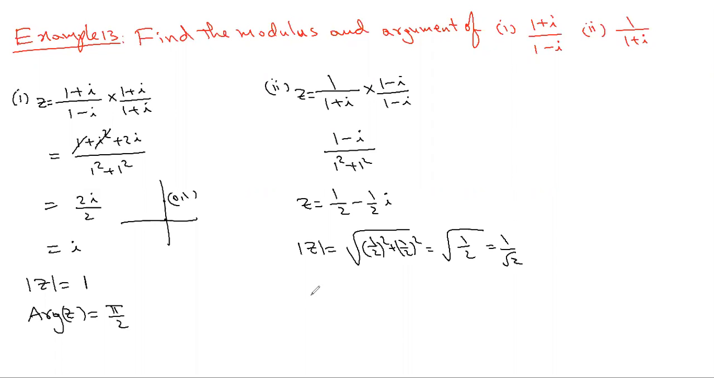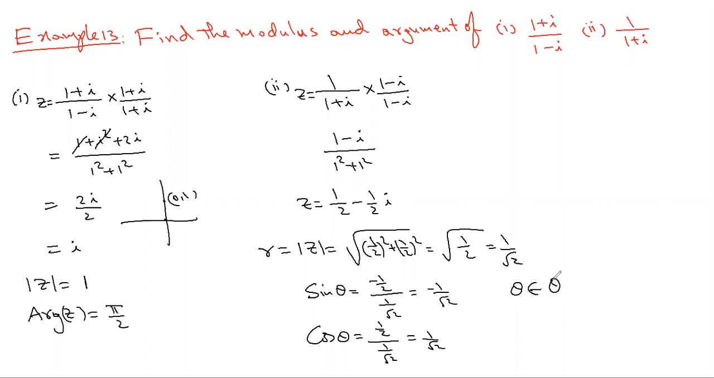And the regular formula, sine theta equal to y by r. y is minus 1 by 2, r is mod z, which is equal to minus 1 by root 2. Cos theta equal to x by r. x is 1 by 2, r is 1 by root 2. So this becomes 1 by root 2. So you got sine negative, cos positive. It's possible only in the fourth quadrant. Theta belongs to Q4.